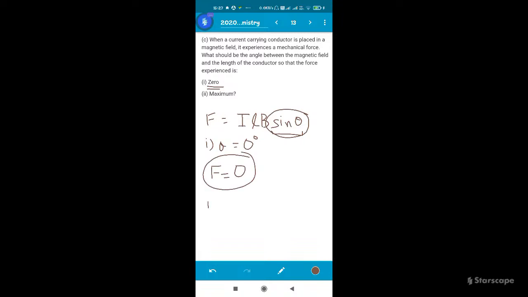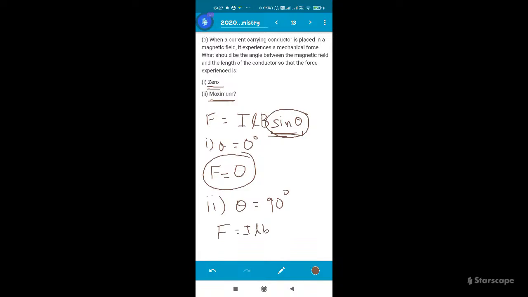Now in the second part, we have been told that maximum. When is the value of sin theta maximum? When the value of theta is 90 degree, we know the value of sin theta is 1. That means our force will be equal to ILB. So this is the condition when the force will be maximum.